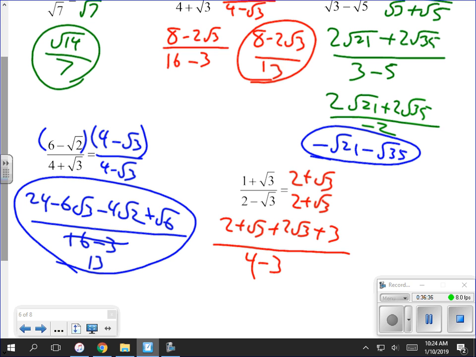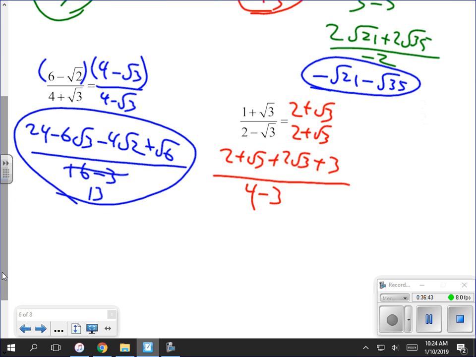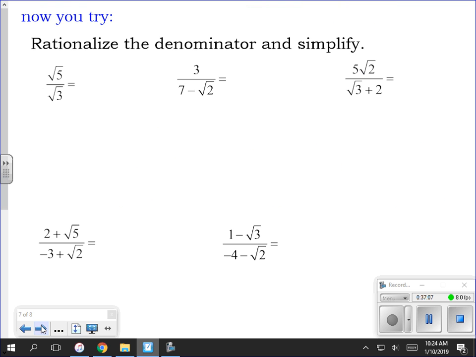Oh, that's sweet, isn't it? What does my denominator become? 1. Woo! That's nice. This becomes 1. So all I have to do is just combine up any like terms I have in my numerator. 2 plus 3 gives me 5. And then root 3 plus 2 root 3, 3 root 3. And that's it. Sometimes things just go away. Questions? Your turn.